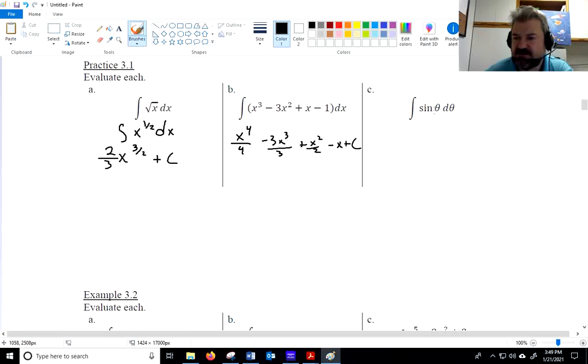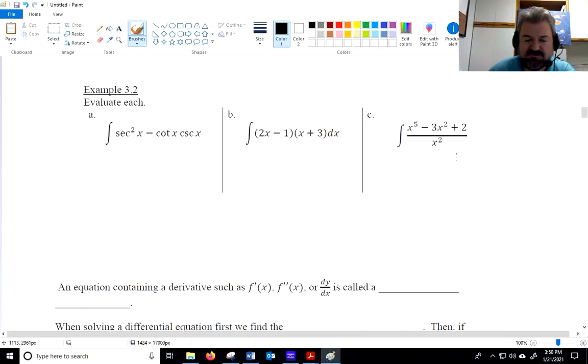Okay, the integral of sine of theta d theta. So we're integrating with respect to theta. So theta is like our x. That's what that's telling us. We know that the integral of sine is cosine of theta, but because we got a co in the answer, that reminds me to make it negative, plus c.